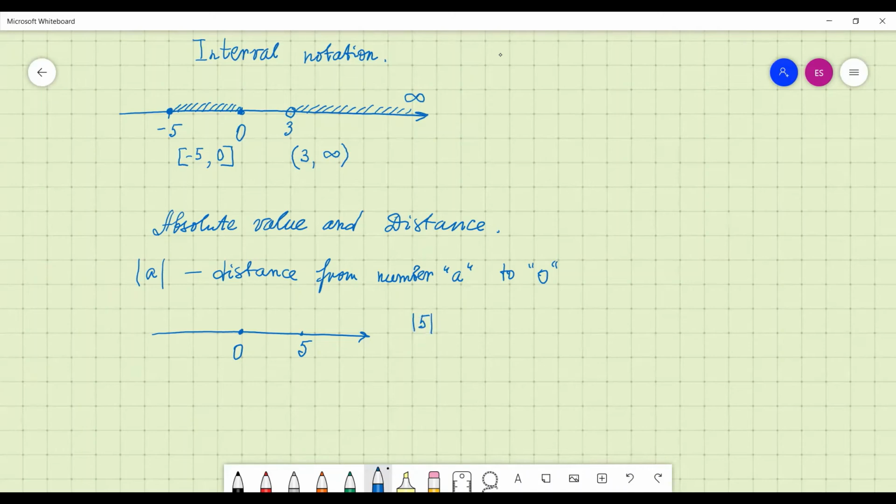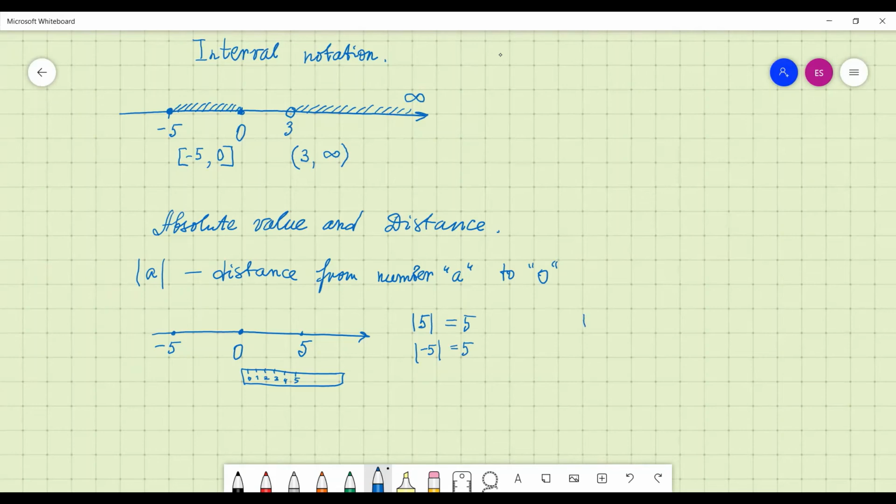Okay, so absolute value of 5. What is distance from 0 to 5? You take a ruler, and the ruler has some 0, 1, 2, 3, 4, 5. You put it here, measure it. Okay, 5 units. Now you have a number -5 on this side, and you place the same ruler, measure the distance, and it equals 5 again. So absolute value of -5 equals 5. Okay, so that's how it works.